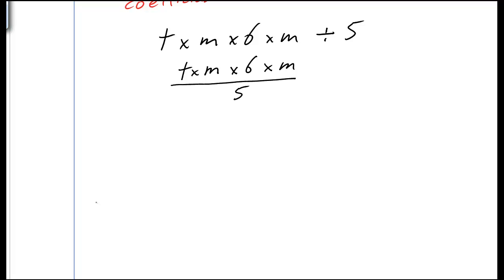And then you remove all the multiplication signs, and you should always have the number at the front. So the coefficient always has to go to the front, that's the number, and then you write the letters again. Let's get rid of all the multiplication signs, because they look like x's. That could be an x there, it's a bit confusing. So it'll be 6t m times m over 5.